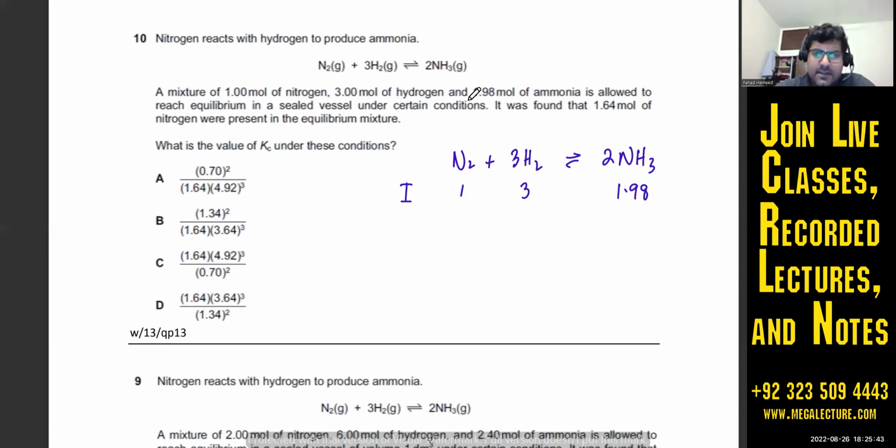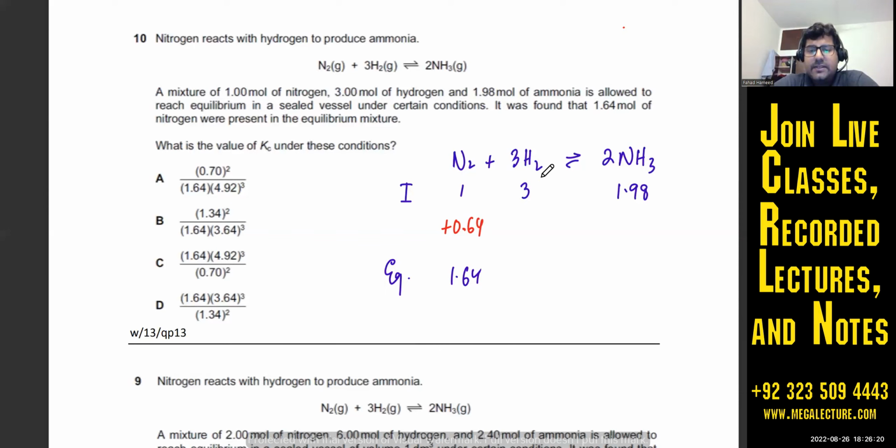under certain conditions, whatever the conditions. It was found that 1.64 moles of nitrogen were present at equilibrium. तो equilibrium पे क्या कहानी है कि 1.64 moles पड़े हुए, तो बाकियों के ढूंढो आप. तो क्या होगा इसमें कि you started off with 1, you got 1.64 now, so that means 0.64 extra produce हो गए. ये होगा I guess. फिर से वो पढ़ लेते हैं. 1.6, ठीक है. So 0.64 extra got produced.